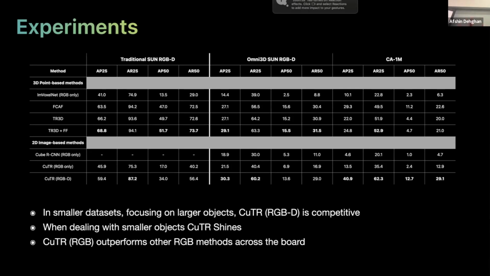So in the smaller data set, focusing on large objects, CUTR is competitive. By dealing with smaller objects, CUTR starts showing its powers and wings. And when we talk about RGB, we are still doing quite a bit better than the other ones.